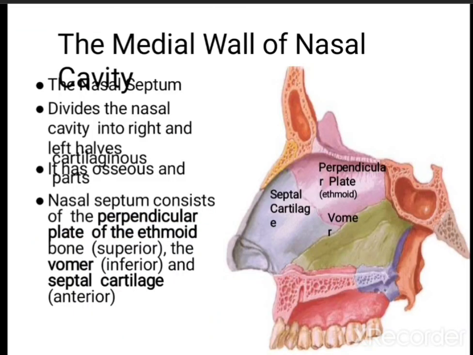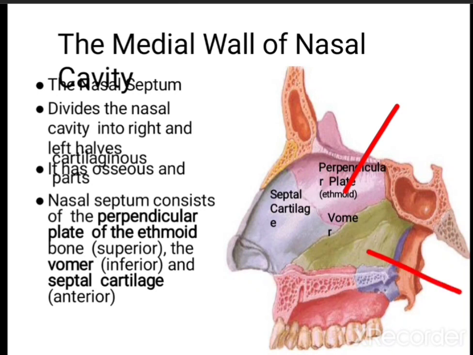Then the medial wall of the nasal cavity. In the medial wall is the nasal septum. So these bones are forming the nasal septum in the midline, which is dividing the nasal cavity into two halves, the right and the left. It has an osseous part, which is made up of the perpendicular plate of the ethmoid and the vomer.